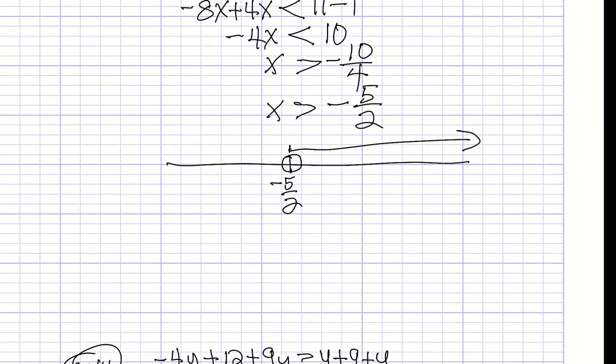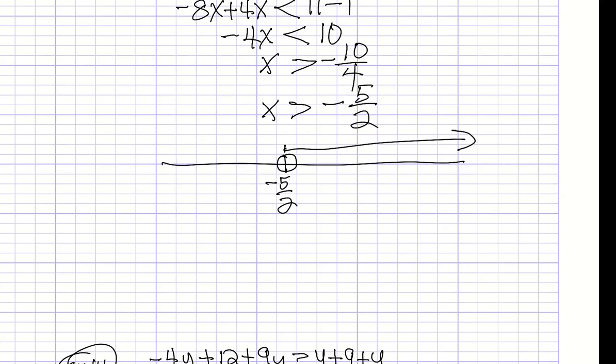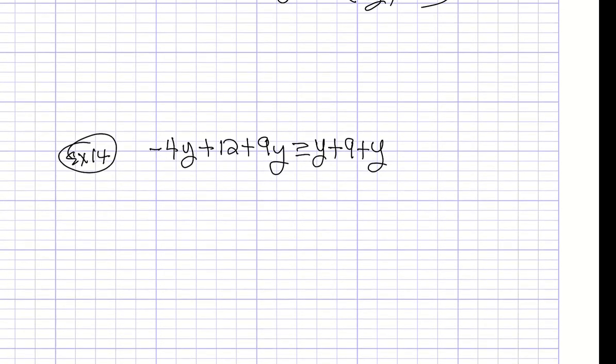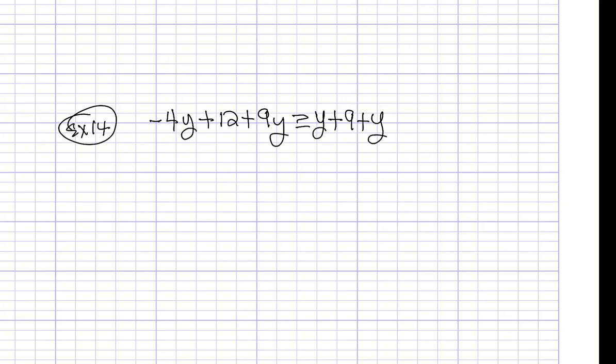-5/2 is not included because there is a hole. So we'll write it like this: -5/2, comma, to positive infinity. That's what you see there. You see, right? Make sure you see what is going on. That's why I'm doing a bunch of this, to help you to see what is going on, okay?